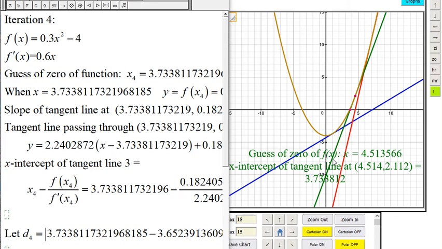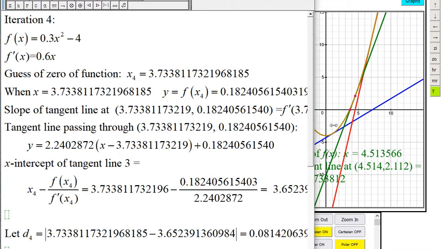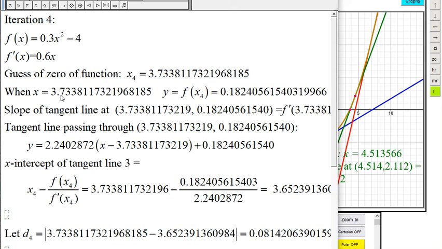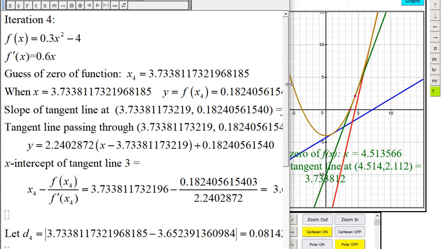And now we're going to find the corresponding point. So when x is 3.7338, then the corresponding y would be 0.1824. And so we would locate this point on the graph. And so that point is going to be about right here. And then we would draw the tangent line through this point.